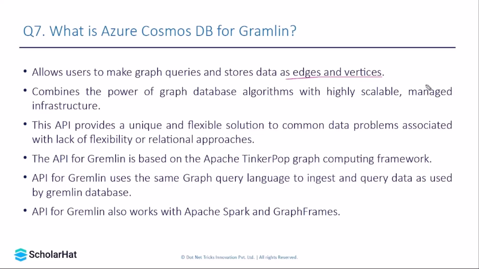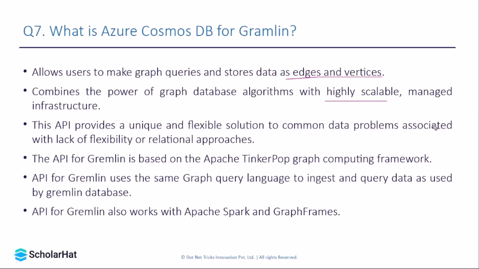The Azure Cosmos DB for Gremlin basically combines the graph database algorithm power with support of the Azure ecosystem, which is highly scalable and managed infrastructure. It also provides a very unique solution to a problem, the problem which is associated with the lack of flexibility in relational approaches.